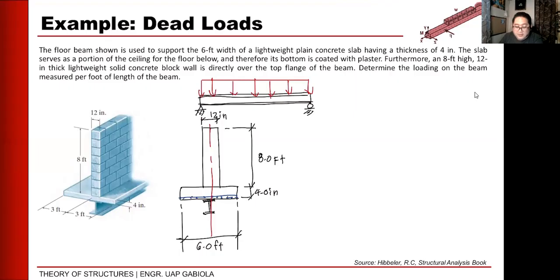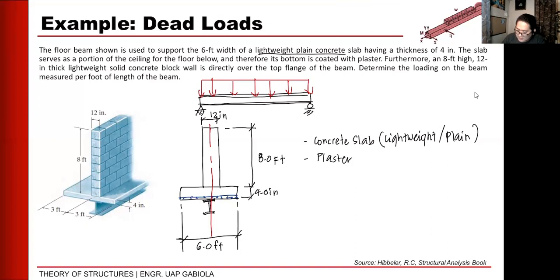So first, ang meron tayong nasa ibabaw, pinakaibabaw nung mismong beam natin is si slab. Okay? So we have a concrete slab. Okay? Ang characteristic ng concrete slab natin ay siya ay lightweight or plain. Okay? Or lightweight plain. Sabi naman dito, lightweight plain concrete slab. Okay? So, yan yung una natin. Then we also have another one na pagkatapos ng slab, sa ilalim ng slab meron siyang plaster. Okay? Ito yung kasunod nating weight. And then, yung nasa ibabaw ng slab, meron tayong concrete block wall. Okay? Yung ano niya is lightweight din siya. Okay? So, yan yung kailangan nating lagyan ng loading.